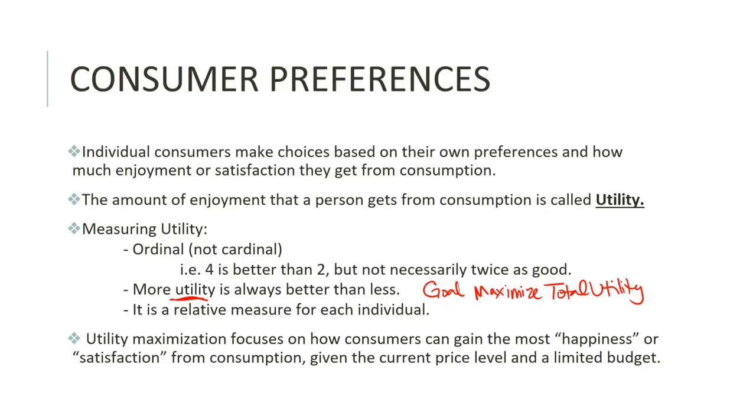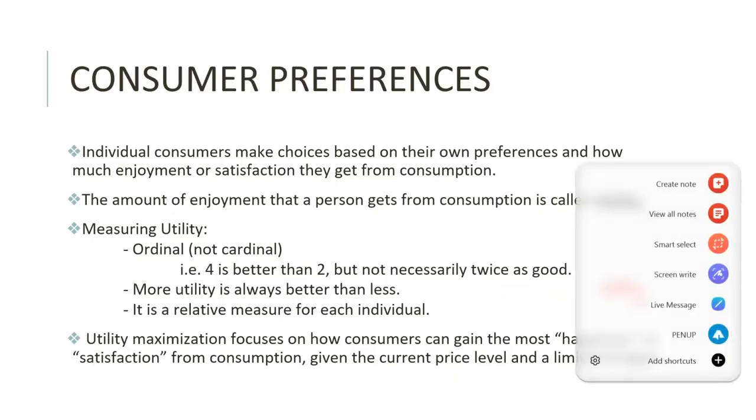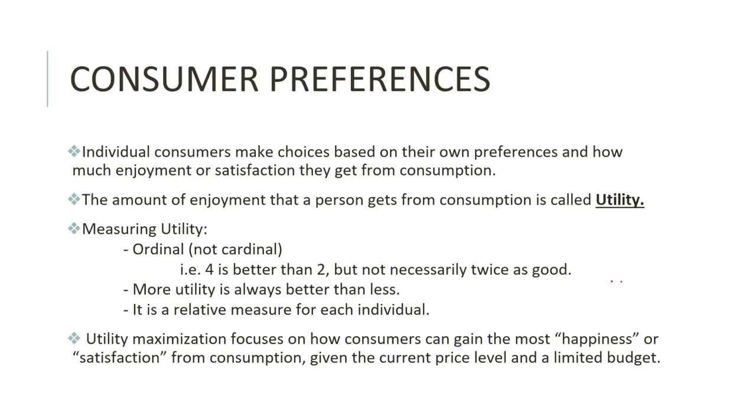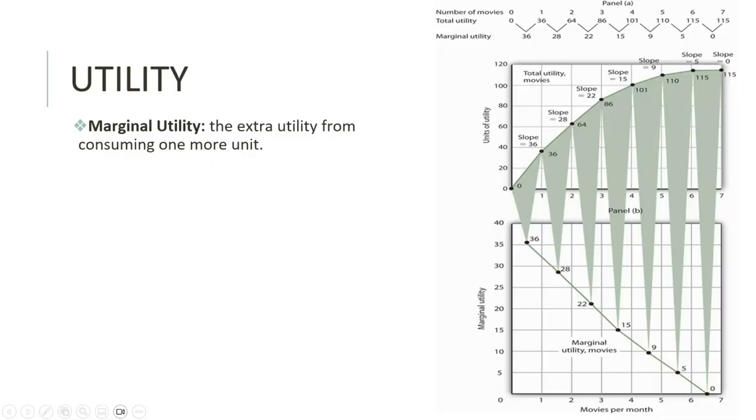So we're going to go over utility in general, and then we're going to get into some specific examples where we have some graphs and tables, and we can actually calculate that best combination. Utility is going to be the way that we represent happiness, enjoyment, or satisfaction from consumption. Marginal utility is going to be the extra we get from one more unit.